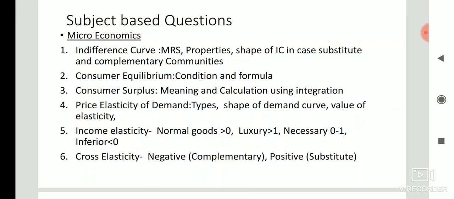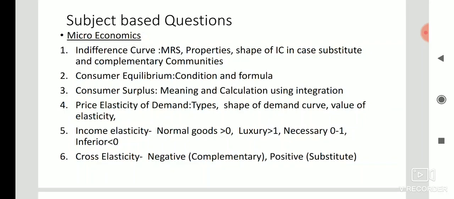Similarly, sometimes questions come from consumer surplus. When a question comes from consumer surplus, sometimes it asks for the definition, or otherwise we have to solve the mathematical problem and find out the amount of consumer surplus. While calculating consumer surplus, we have to use integration, basically a definite integral, and consumer surplus is the difference between our willingness to pay and actual payment.